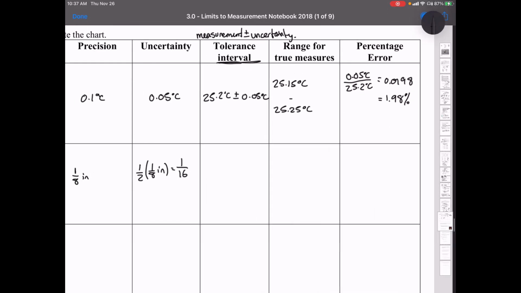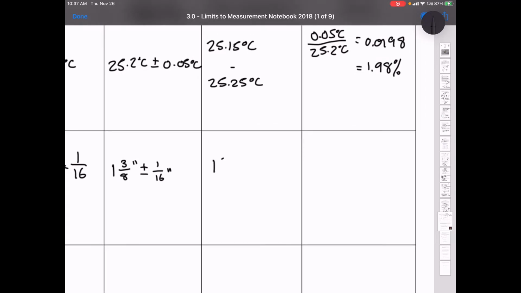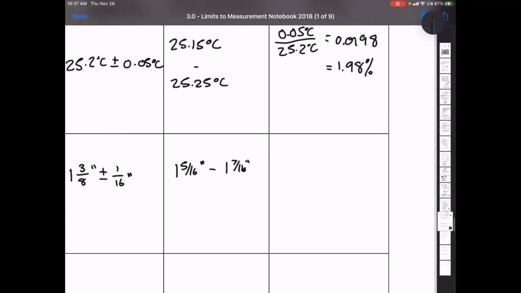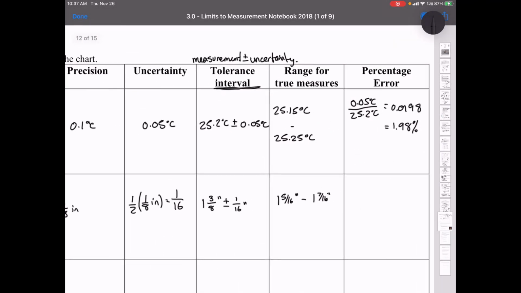So then our tolerance interval would be 1 3/8 of an inch, plus or minus 1/16 of an inch, like that. So then our range of true values would be 1 5/16 as our min, to 1 7/16 of an inch for our max. Lastly, we can find our percentage error by taking our uncertainty.